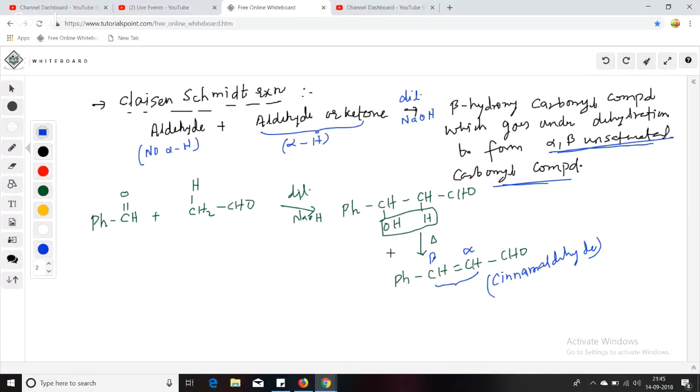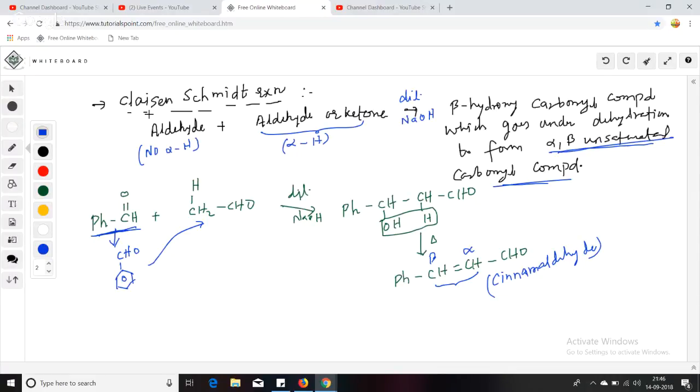Now this Claisen-Schmidt reaction is the same type of cross aldol condensation reaction. But here you see this one does not have an alpha hydrogen. That's why sometimes in JEE they have asked the question: which of these aldehydes does not show the aldol condensation reaction? Benzaldehyde, PhCHO, shows cross aldol condensation with this, which we call the Claisen-Schmidt reaction. So it is the same kind of reaction, a cross aldol condensation reaction.